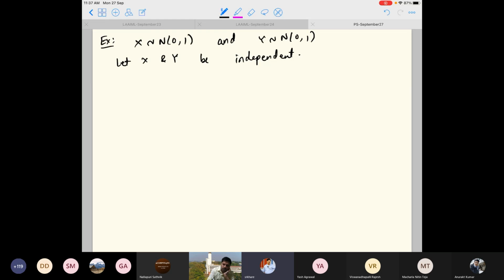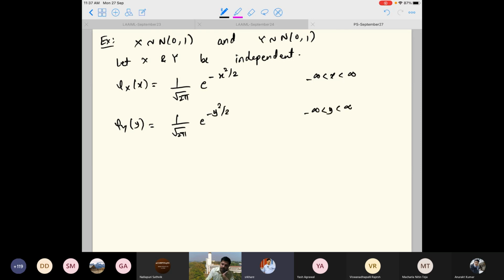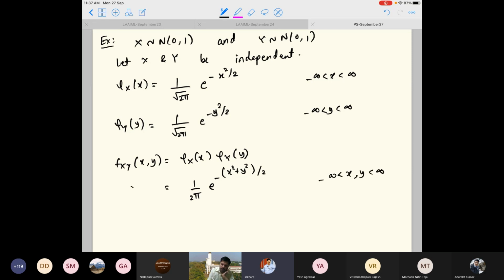Then what are we going to do? You know that the density of x is 1 upon root 2 pi e to the power minus x square by 2, for minus infinity less than x less than infinity. And similarly, phi y is 1 upon root 2 pi e to the power minus y square by 2, for minus infinity less than y less than infinity. Then I define f of xy to be equal to the product of these two densities, phi x times phi y, which is equal to 1 upon 2 pi e to the power minus (x square plus y square) divided by 2, for x and y between minus infinity and infinity. Correct? So this is a new joint density that we have.